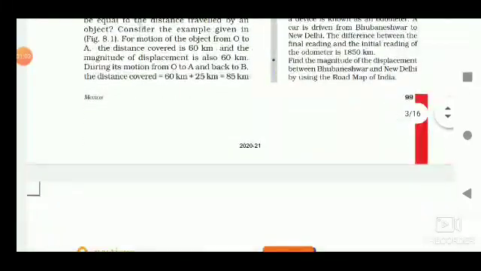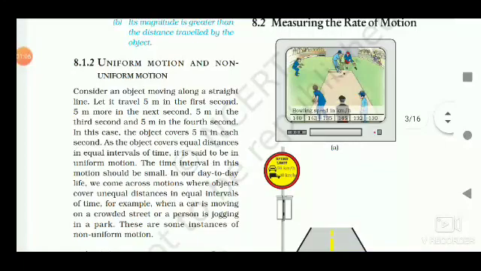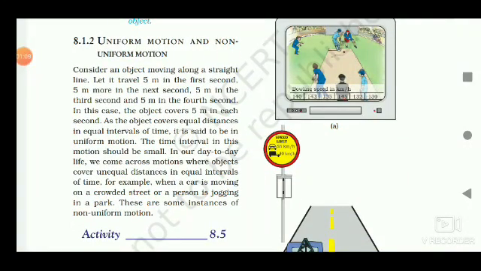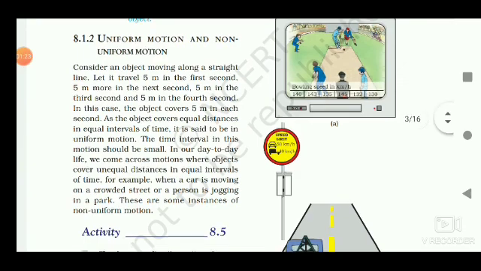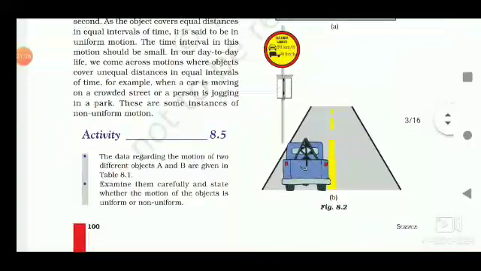Now we'll learn about uniform and non-uniform motion. Uniform motion means when the speed of an object remains the same or constant throughout the path. And non-uniform motion means the speed of an object does not remain constant. So for a bus or train that stops at different railway stations, it is not possible to maintain the same speed throughout the path. So these vehicles are in non-uniform motion.